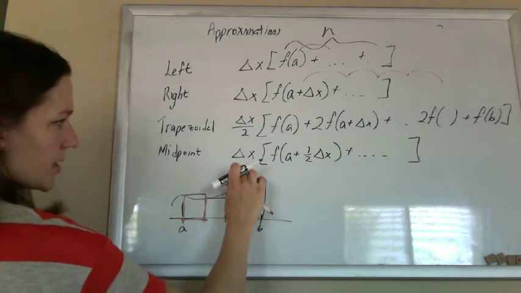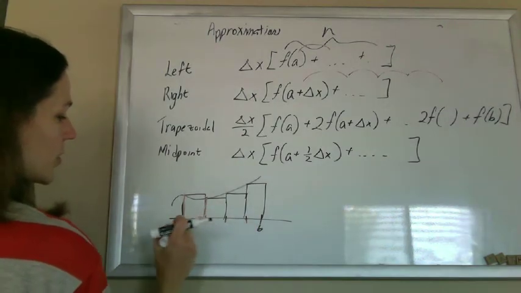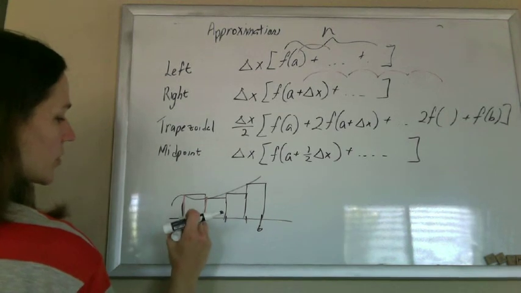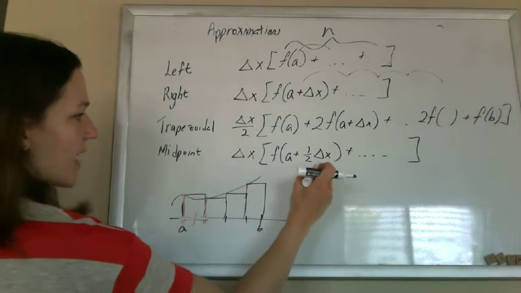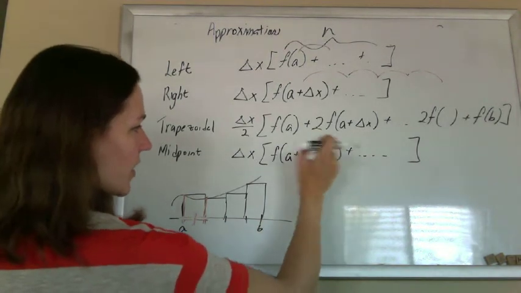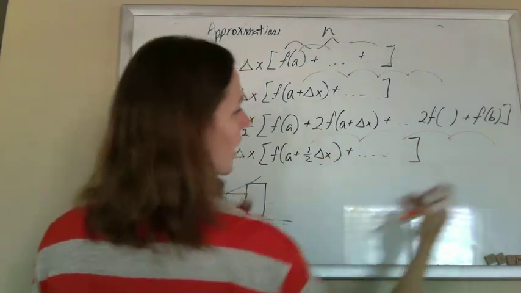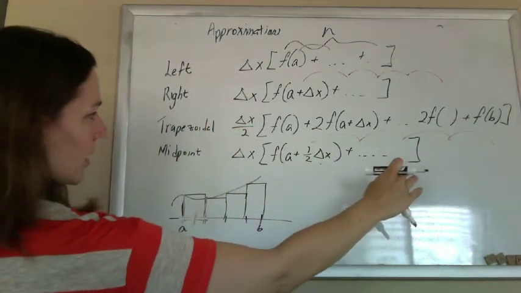Midpoint we'll go to next. Midpoint, you don't start at a or a full delta x over. You start halfway between the intervals, so you start at a plus half a delta x for your starting spot. And then again, once you find your starting spot, just keep adding delta x until you get your n heights for your n rectangles.